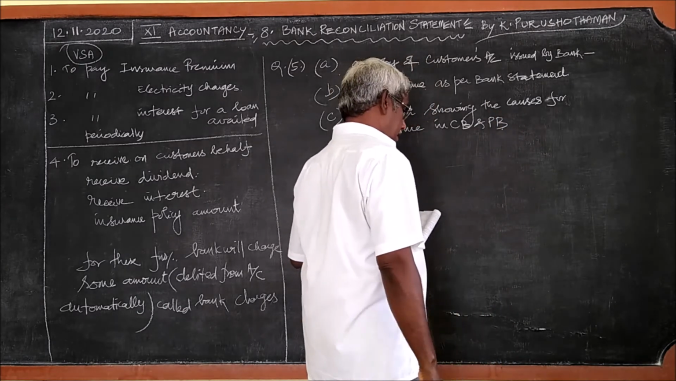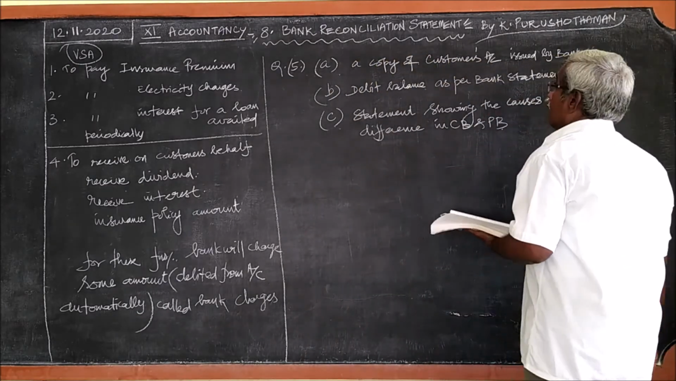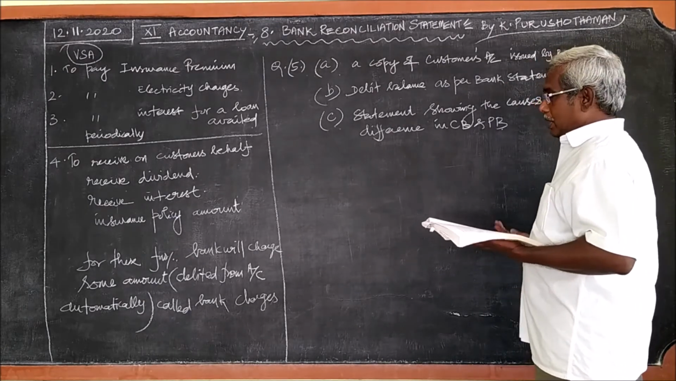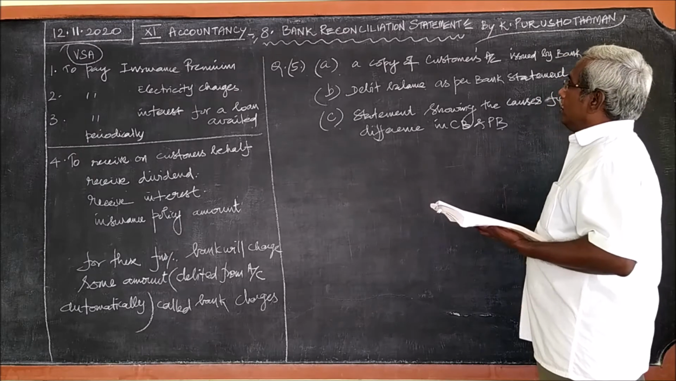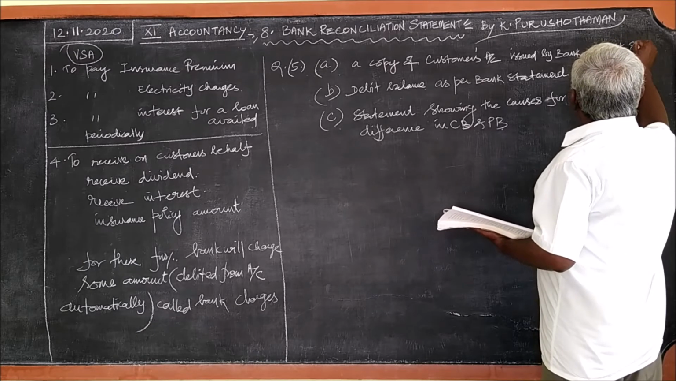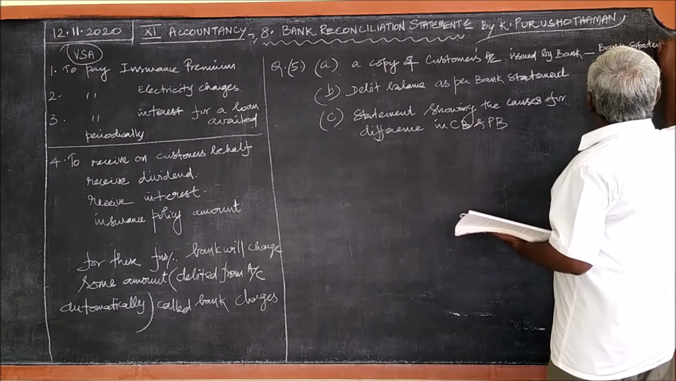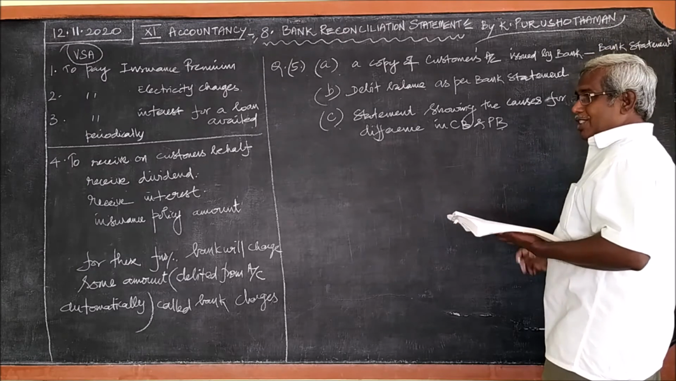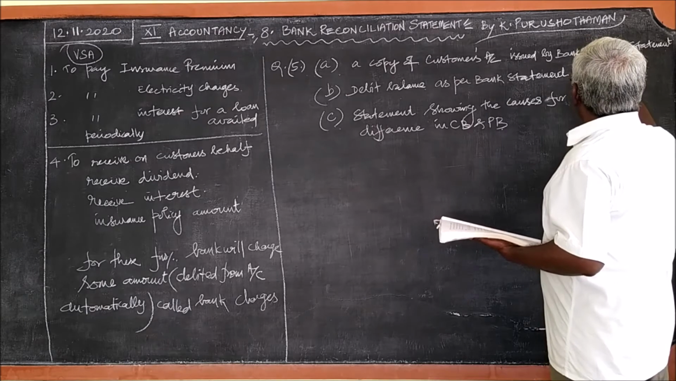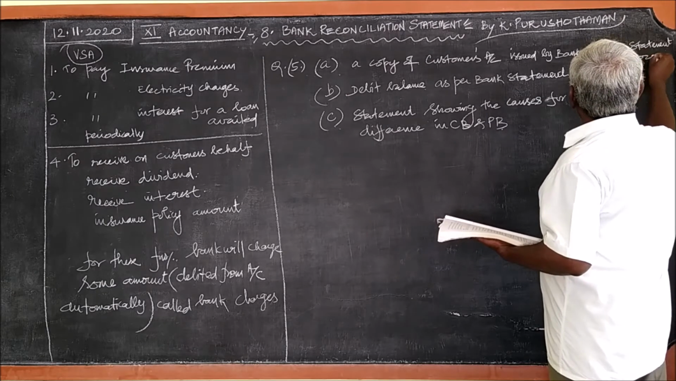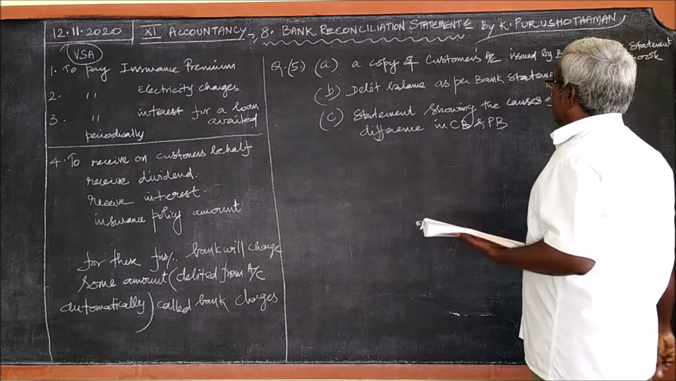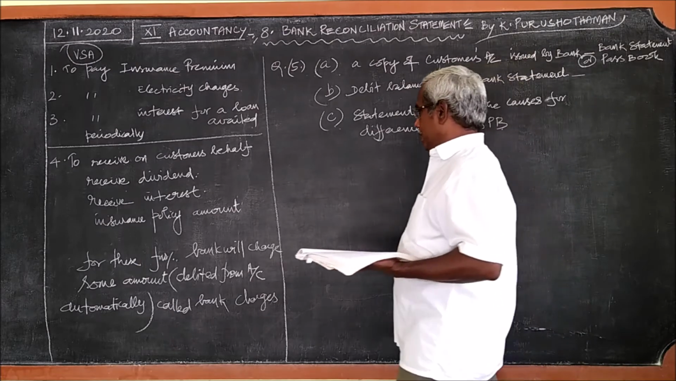What is the answer for it? A copy of customer's account issued by the bank. The bank gives the customer a copy of the customer's account. That is called what? Bank statement. Or otherwise it is called passbook, we have the copy of it. Second one, debit balance as per bank statement.